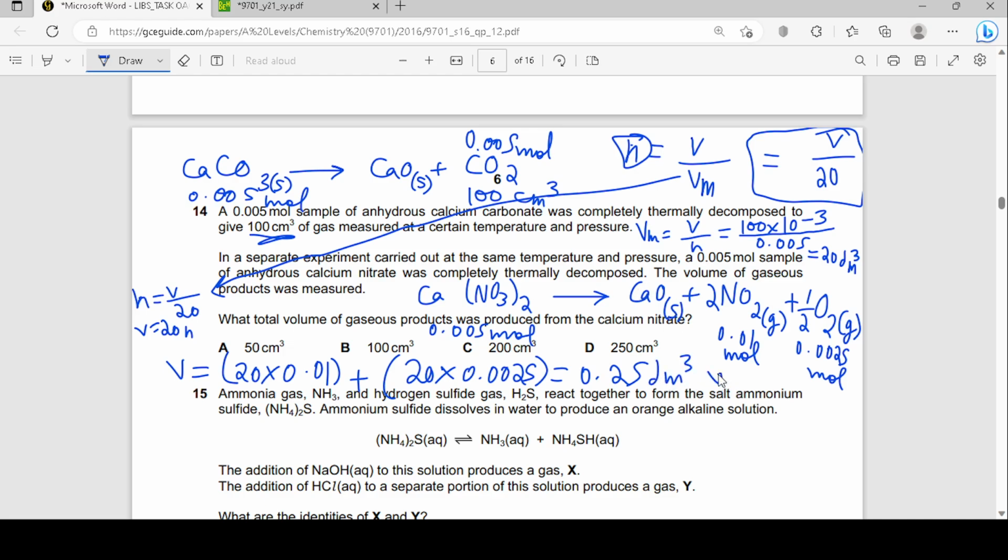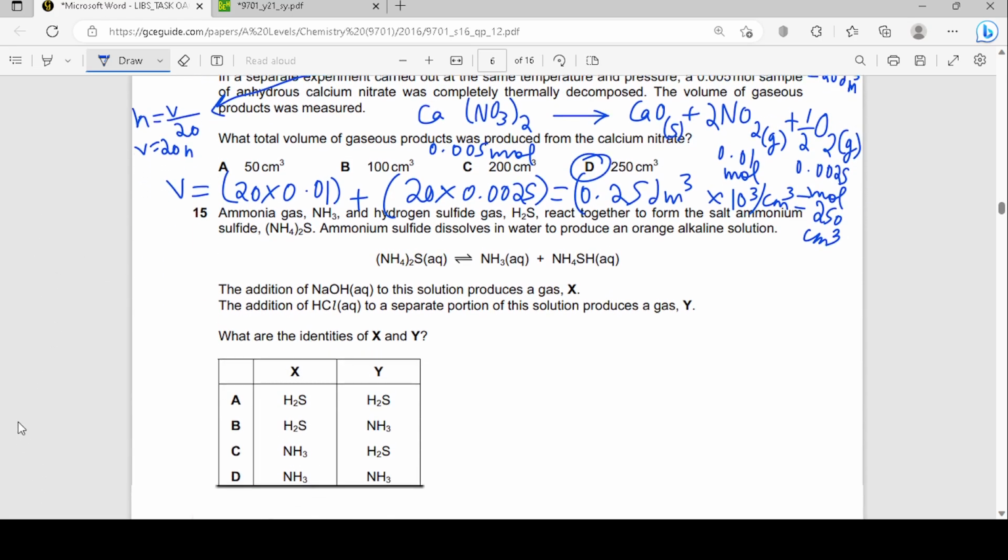So now if you want to convert it to cubic centimeters, just multiply this by 1,000. Okay, so you get 250 cubic centimeters, which is option D. Okay, so that is going to be your answer. This is a cool question, honestly. I mean, it's an interesting concept.